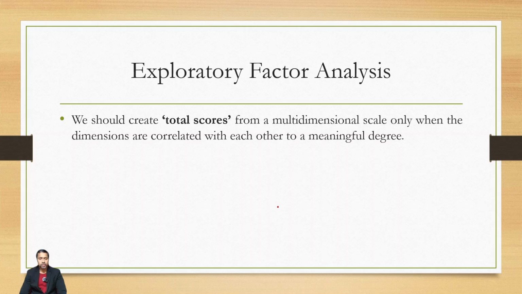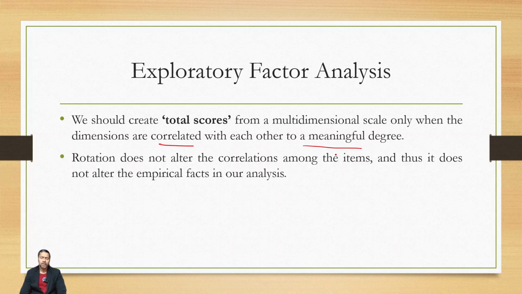And now we move to the total scores computation. So we should create total scores for multidimensional scales only when dimensions are correlated with each other to a meaningful degree, as I discussed earlier. Generally 0.3 is fine enough. Anything above 0.3 is fine enough. Rotation does not alter the correlations among the items, and thus it does not alter the empirical facts in our analysis. Somebody may think that because of rotation we are cheating, but it's not that. It doesn't influence the empirical facts of the analysis, so it is fine.